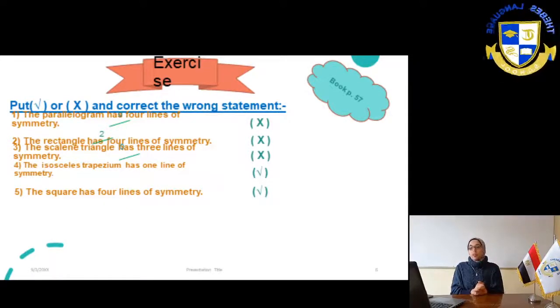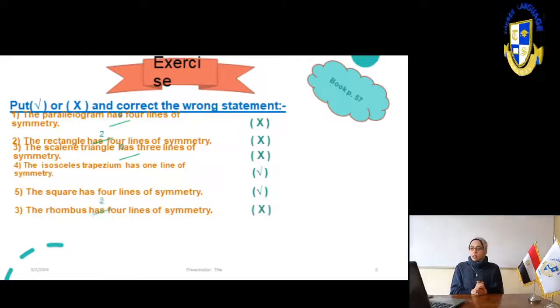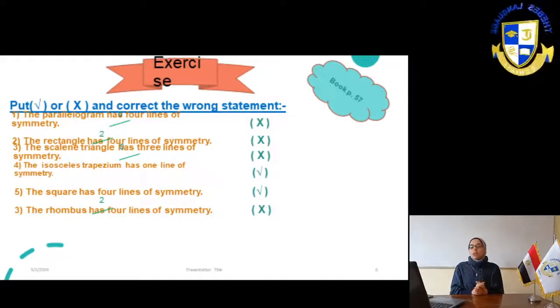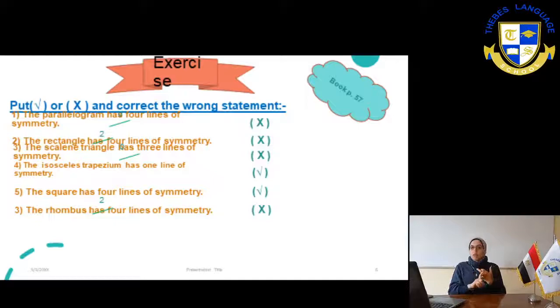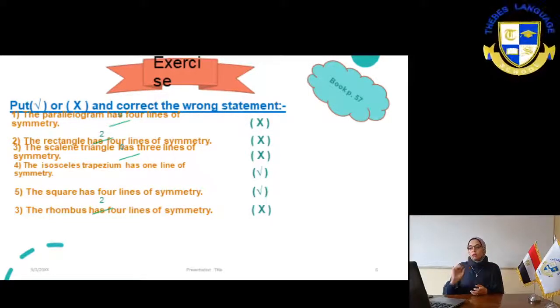Number 6, the rhombus has 4 lines of symmetry. Wrong. We said before, the only figure which has 4 axes of symmetry is a square. So a rhombus doesn't have 4 lines of symmetry. It has just 2 lines of symmetry. Rhombus and rectangle have 2 lines of symmetry. So this statement is wrong.